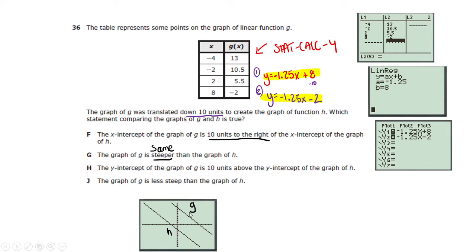Now G and J are talking about steepness. These are both the same slope. So that means it's the same steepness. It's not greater or less. So G is out. And then H says graph G is 10 units above. This is true. So this is the reason why H is the answer.